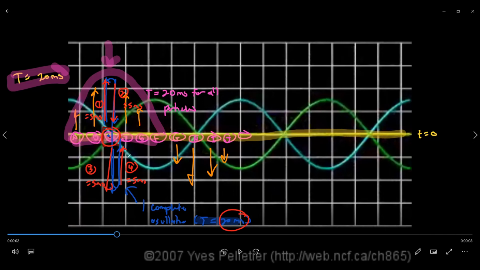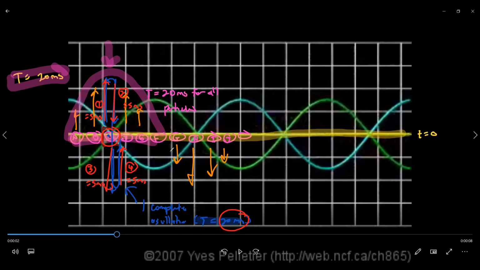The same analysis can also be applied to particle D here or E here. You will get that same kind of motion. You have 4 distinct phases, so 4 distinct parts for the oscillation. Each part takes 5 milliseconds, so that altogether you get a complete oscillation and a period of 20 milliseconds.